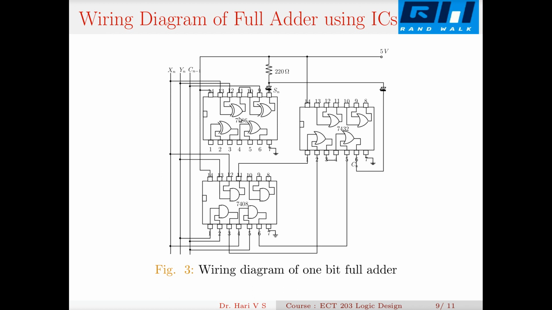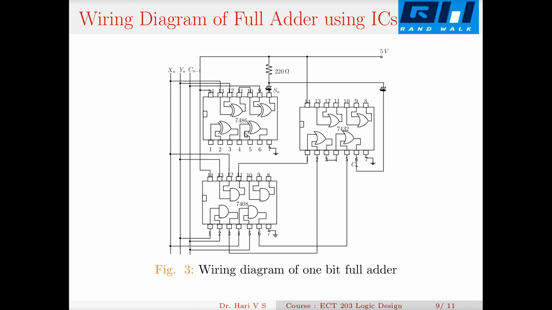Now you can see the XOR gates I use. First I take this XOR gate with inputs 12 and 13 and the output at 11. This is connected to the next input, and here C is given. Xn and Yn are given to the first XOR, which gives X XOR Y. That is XORed with Cn minus 1, so that at the 8th pin I get my sum. Here I connect a normally on LED through a 220 ohm resistor, so that whenever sum goes low, this LED glows. This is how I make my sum.